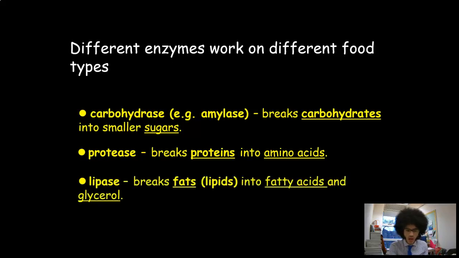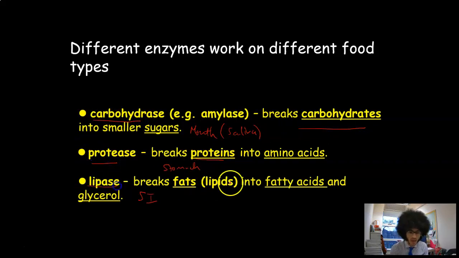And then finally, you've got lipase, which breaks fats down into fatty acids and glycerol, and you find that generally in the small intestine. So that's in the small intestine, I'll just put SI. This is in the stomach. And here you'll find this in lots of places, but also in the mouth where you've got saliva. You'll notice there's obviously a pattern in the name: carbohydrase, carbohydrate; protease, protein; lipase, lipids, although we tend to call them fats more colloquially.